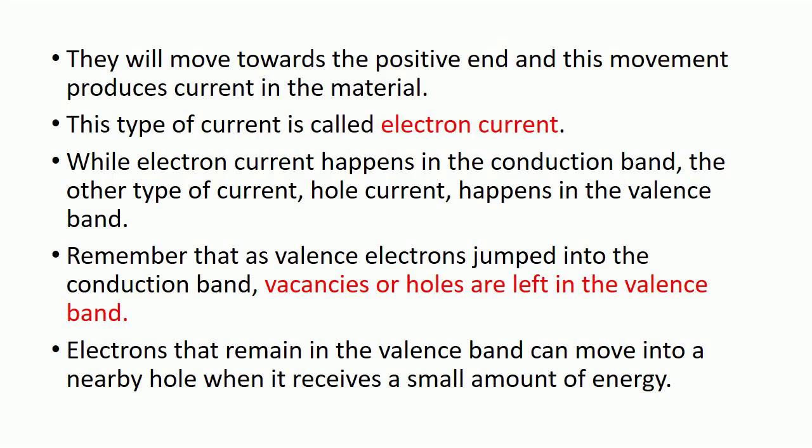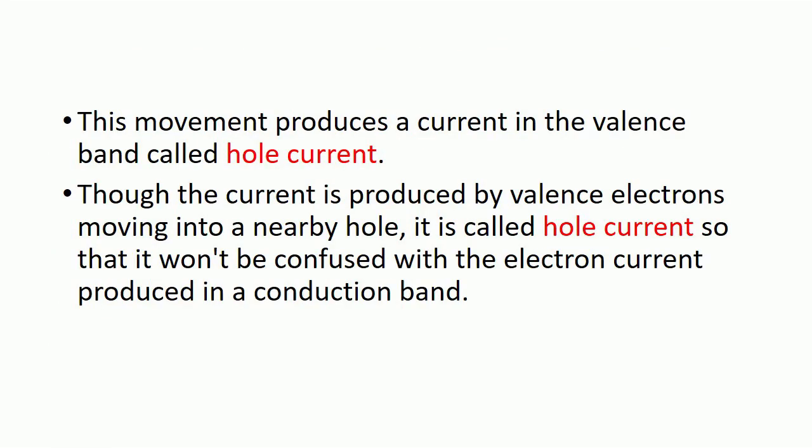Remember that as valence electrons jumped into the conduction band, vacancies or holes are left in the valence band? Electrons that remain in the valence band can move into a nearby hole when they receive a small amount of energy. This movement produces a current in the valence band called hole current. Though the current is produced by valence electrons moving into a nearby hole, it is called hole current so that it won't be confused with the electron current produced in the conduction band.